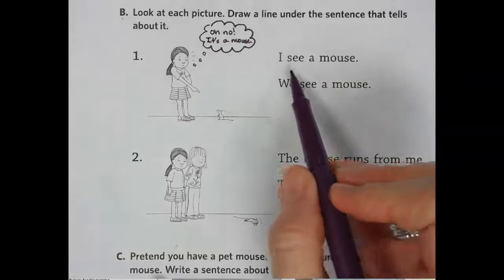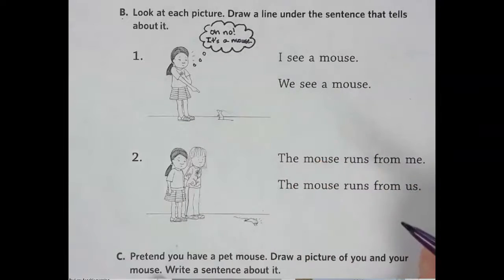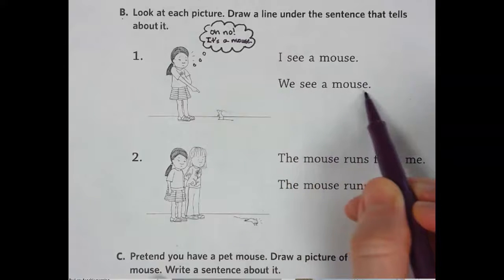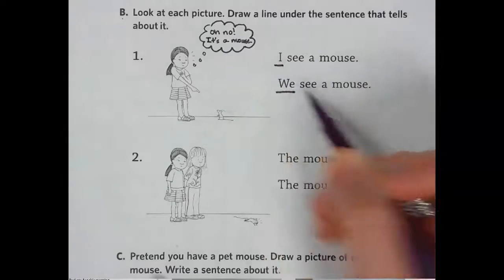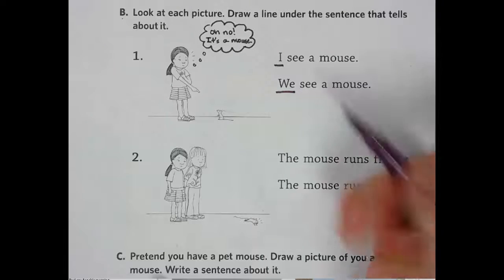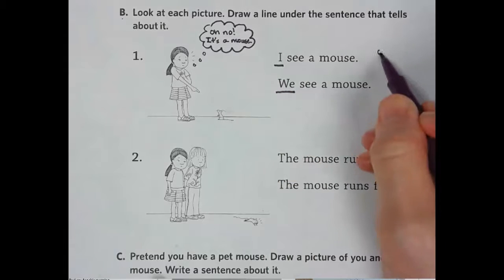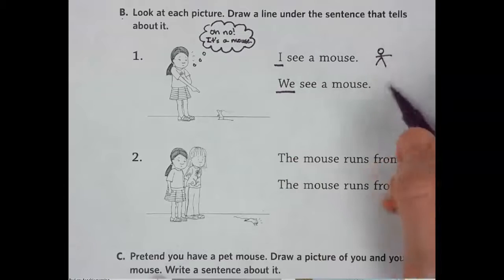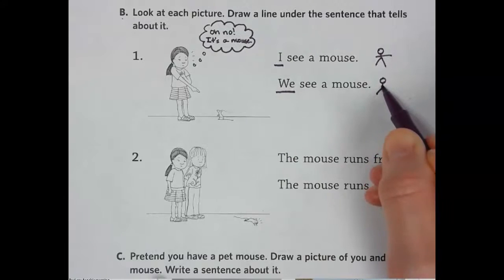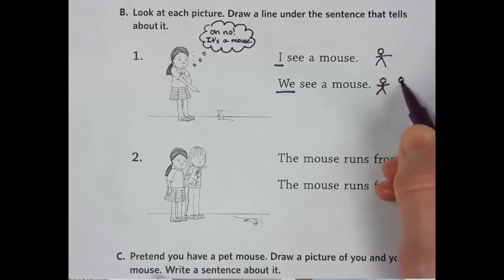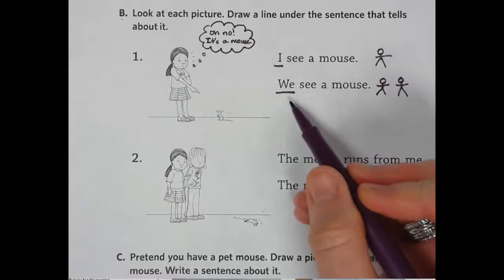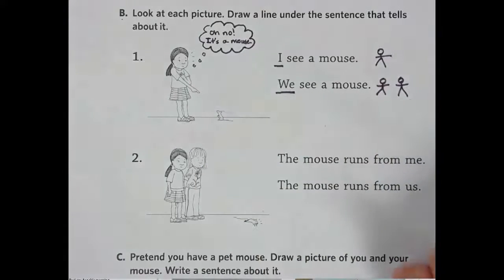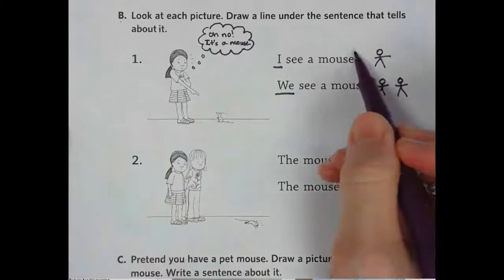All right, the first one says, I see a mouse. The next one says, we see a mouse. So what do we know about the word I, and what do we know about the word we? Yeah, the I refers to one person, okay? When we're talking about a we, it could be 2 people, or it could be 1,000 people. However many you want, but it's more than one. So there's only her, so it's definitely I see a mouse.